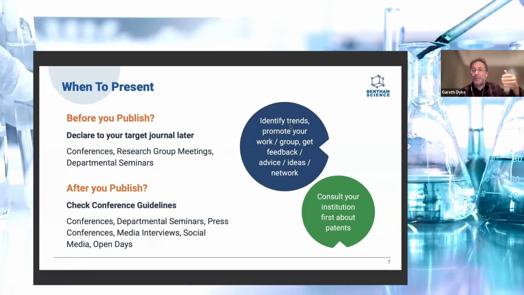Are you going to do that? If you do that, then you will sometimes need to declare to your target journal that you've talked about this research in a conference presentation, for example, not necessarily in a research group meeting or a department seminar. But if you're publishing on something that's been disseminated, maybe published as an abstract, you would potentially need to flag that to a journal. Many people talk about their research after publication.